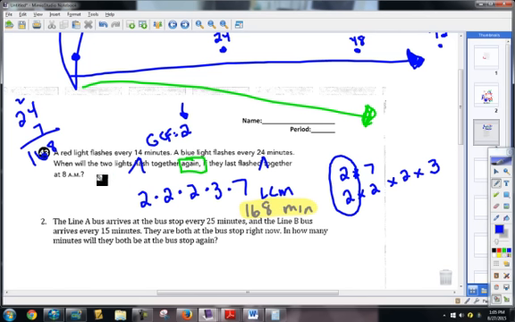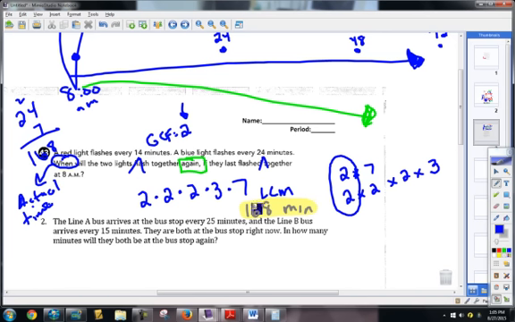But the question is not asking for the LCM. It wants to know when. When it says when, it wants to know an actual time when they will flash. So if they flash at 8 a.m., so this right here is 8 a.m., we need to figure out what 168 minutes after 8 a.m. is.